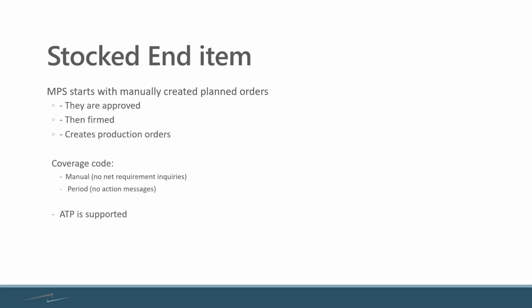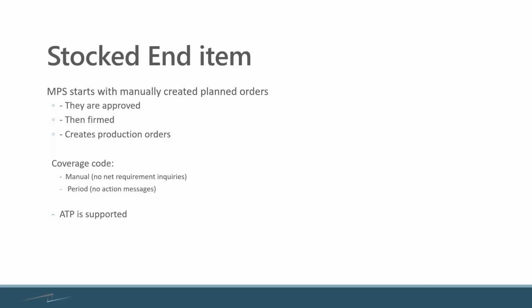If you're looking at a stocked end item, and you're wanting a little cheat sheet on how to set up an item to be a little more MPS: in a lot of other systems, you'll have a flag on an item that says this is an MPS item. And it automatically goes out and locks everything down. It's only going to look at a single level bill. It's never going to give you action messages. It's always looking at a set time frame, etc. In D365 F&O, there's quite a bit more flexibility around MPS items.